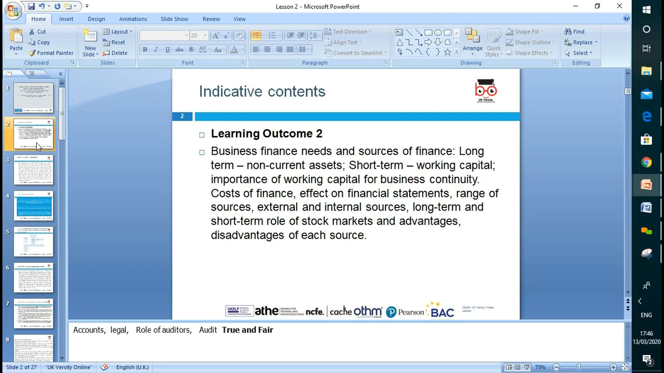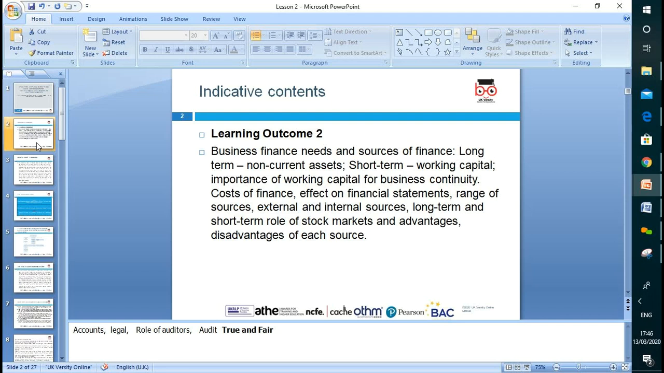So what we're supposed to discuss today: business finance needs and sources of finance. Long term, what is meant by long term? Long term means more than a year. The asset which we use is a non-current asset. Non-current asset means the asset such as building, plant, machinery, a hospital, or land you want to buy, and you need finance for it. An asset which we can use for more than a year is called non-current.